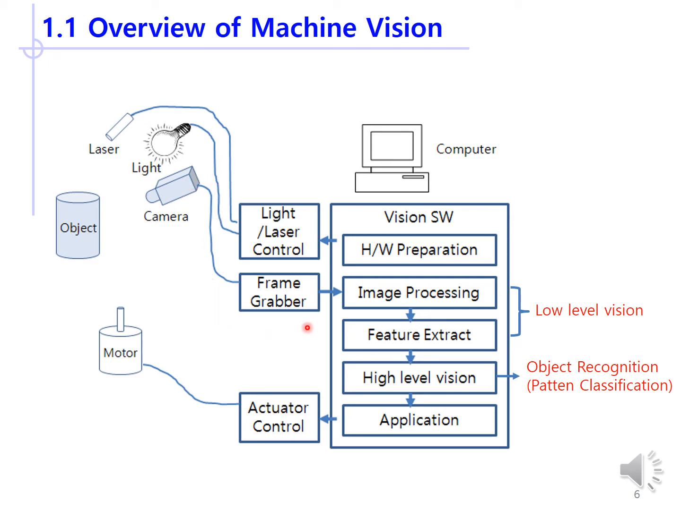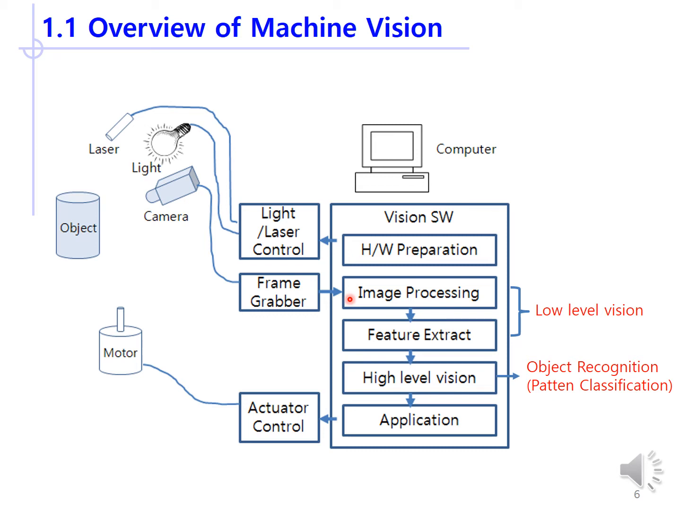Digital images are captured by the frame grabber. About 15 years ago, the frame grabber was a PCB card type hardware installed inside of the PC. But nowadays, the computer can capture the image without the frame grabber.